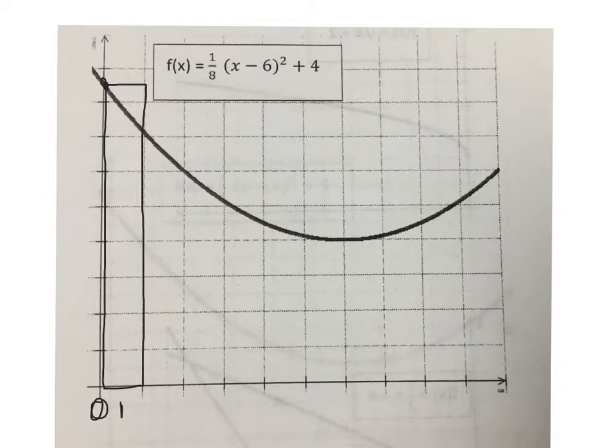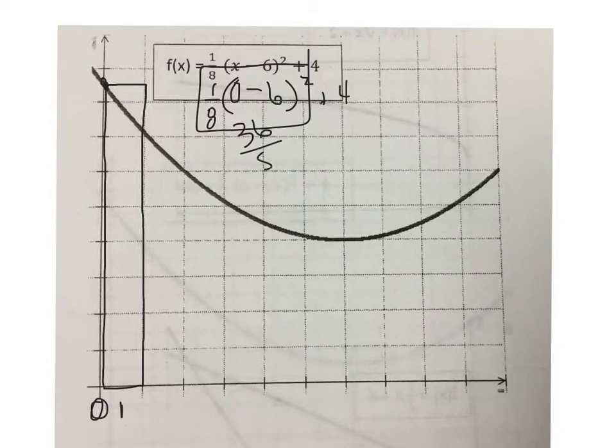We figure that out by plugging 0 into this equation. We know the x value, so we're going to plug it in to find the y value. 0 minus 6 is negative 6. Negative 6 squared is 36. 36 divided by 8 is 4.5. Good, so it actually is 8.5, which means this has an area of 8.5, because the y value right here is 8.5.